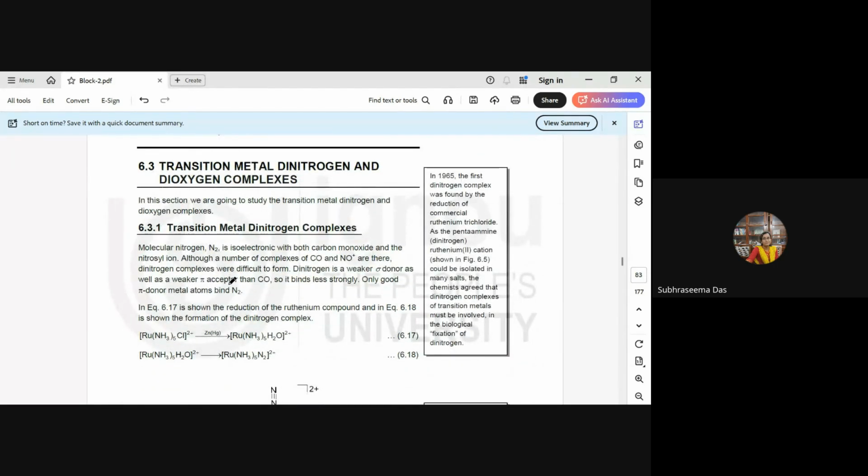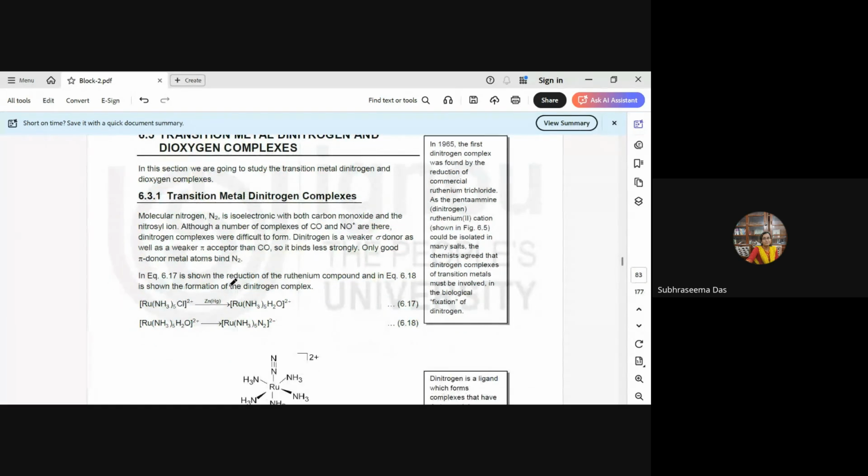Then transition metal dinitrogen and dioxygen complexes. Transition metal dinitrogen complexes means N2. We know that N2 is isoelectronic with both CO and NO plus. Although a number of complexes with CO and NO plus are present, dinitrogen complexes, which contain N2 as a ligand, are difficult to prepare. Dinitrogen is a weaker sigma donor as well as a weaker pi acceptor in comparison to CO, so it binds very weakly. Only good pi donor metals bind to N2.